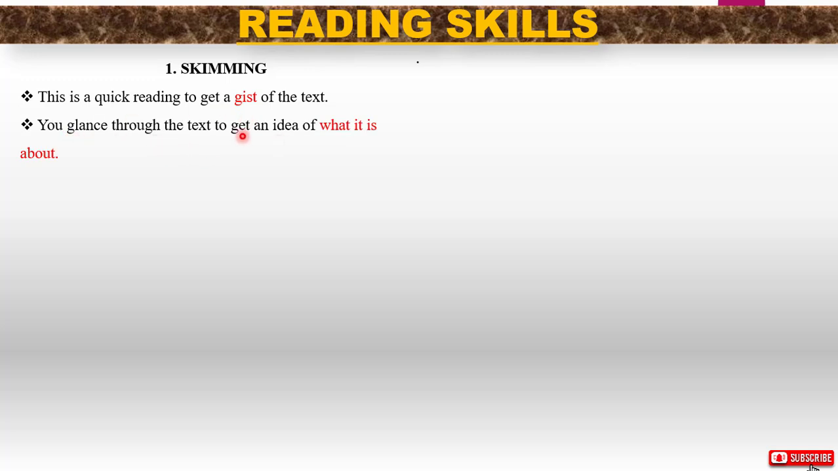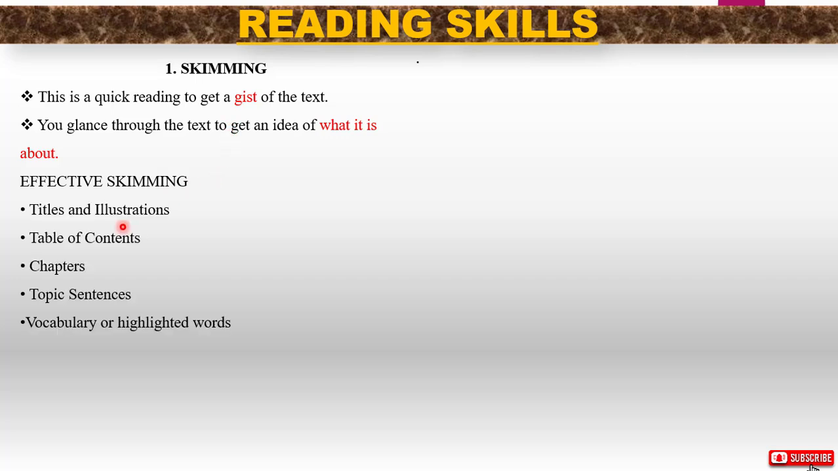Skimming and scanning. What is skimming? This is a quick reading to get a gist of the text. So you glance through the text to get an idea of what it is about. So when you are doing skimming, you don't read the entire text. You will just glance through it to get an idea of what it is about. So how do you skim if you are not reading the entire text? This is how you do it.